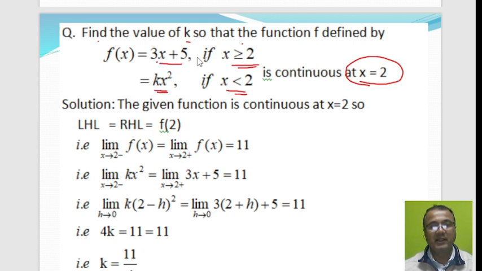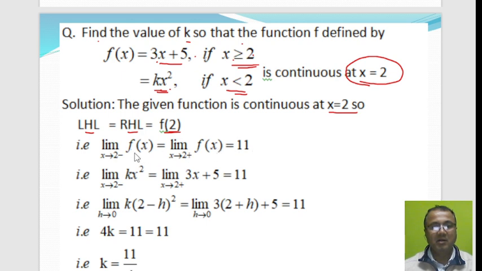There are two different functions: one is 3x + 5 when x is greater than or equal to 2, and the other is kx² when x is less than 2. Since it is continuous at x = 2, the left hand limit must be equal to the right hand limit, which must be equal to the function value at that point. That is, limit of x tends to 2 minus f(x) must equal limit of x tends to 2 plus f(x), equal to f(2).